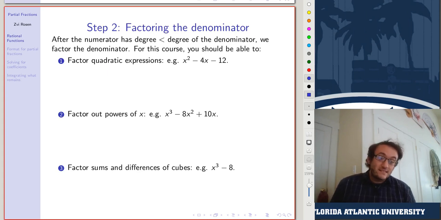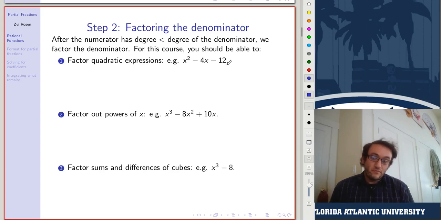Okay, the second step is factoring the denominator. After the numerator has degree less than the degree of the denominator, we factor the denominator. For this course, you should be able to factor quadratic expressions. For example, x squared minus 4x minus 12. How do we factor this?